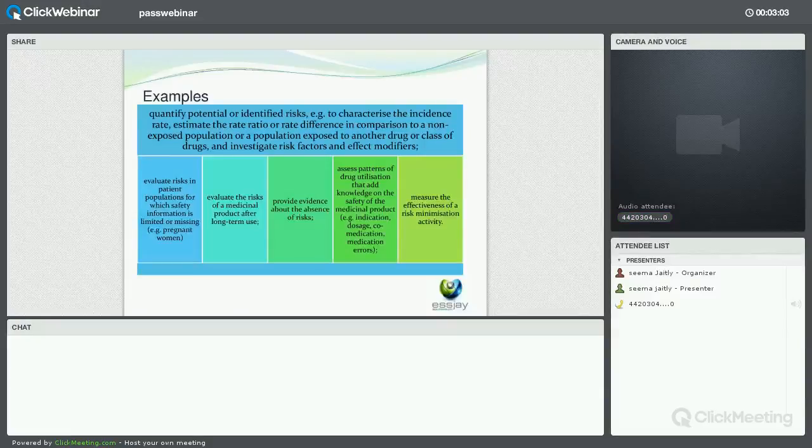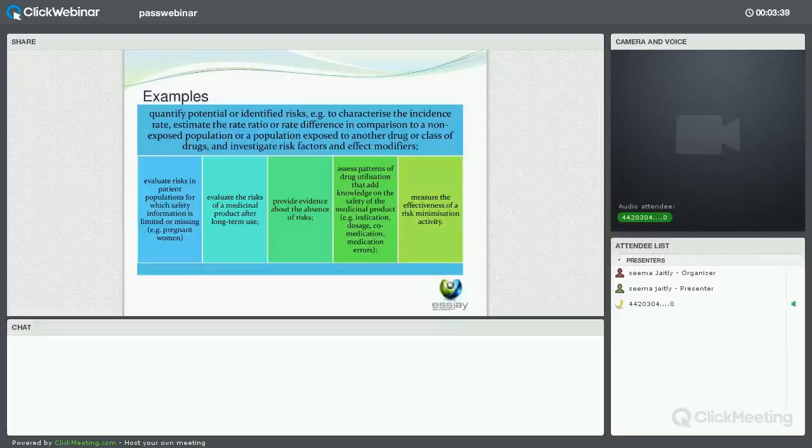So there are different types of studies, I'm saying different examples that are included here. You could be looking at a risk in a specific patient population. So maybe this is missing information for your product. That could be use in pregnant women. It could be use in patients with hepatic impairment. It's stated that this is missing information in a certain population, and you want to further evaluate the risks in that population. Long-term use, because often you won't have that from your clinical trial setting.